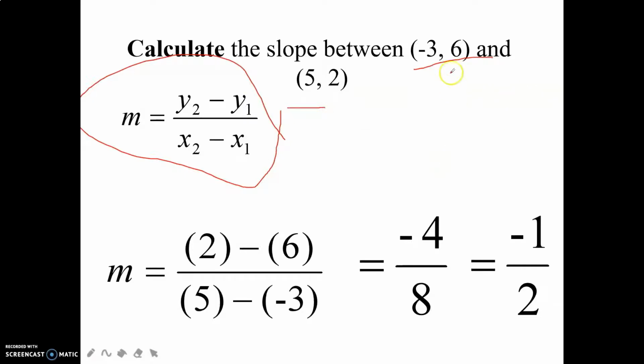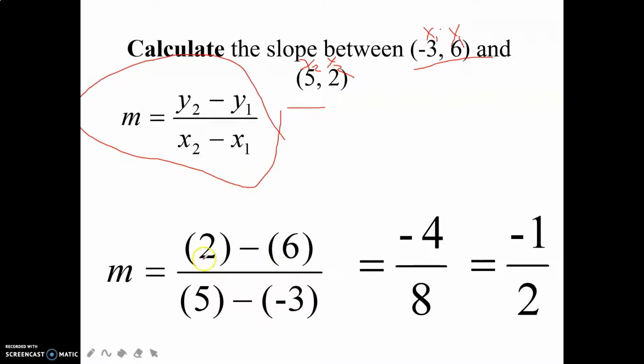So what is the slope between the points negative 3, 6 and 5, 2? The first number is called our x sub 1. The second number is our y sub 1. For the second point, the first number is called x sub 2, and the second number is our y sub 2. So applying the formula, let's substitute the values of y sub 1, y sub 2, and x sub 1, x sub 2.